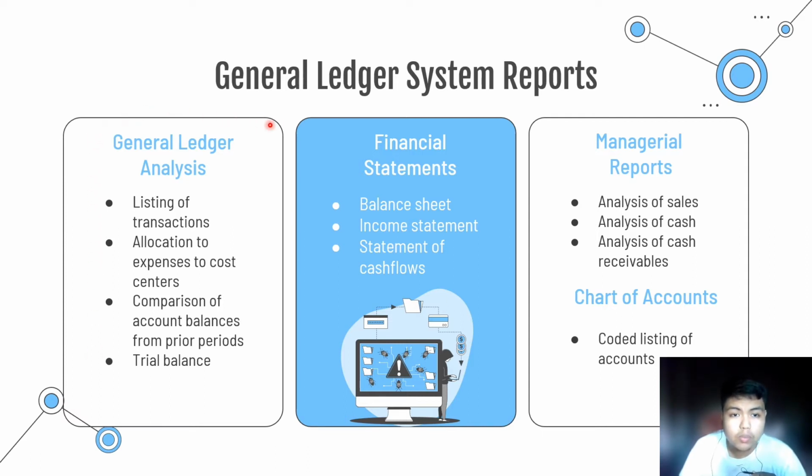The next report that we can generate from the general ledger system is the financial statements. And alam naman natin kung ano ang nasa financial statements. So, balance sheet, income statement, and statement of cash flows. So, yung pangatlo naman na report is the managerial reports na ginagamit ng management or for internal purposes, and it contains analysis of sales, analysis of cash, analysis of cash receivables. And lastly, yung chart of accounts. So, ito yung coded listing of accounts. So, yung apat na yan ang reports na ma-generate natin under the general ledger system.